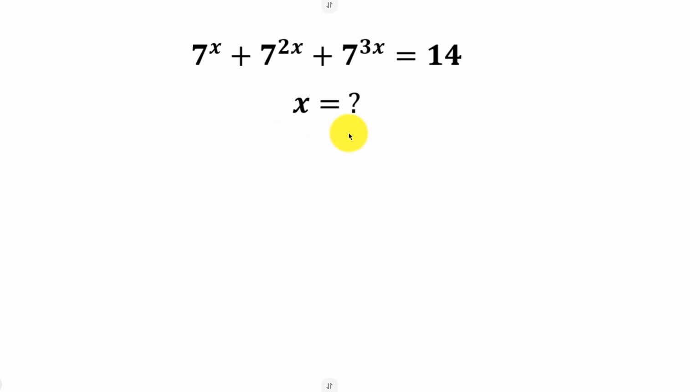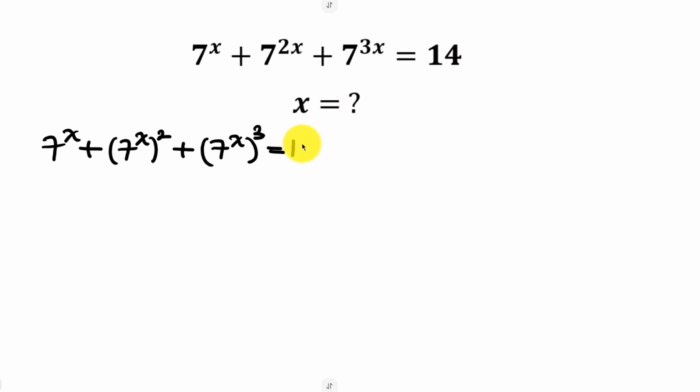Let's find the values of x that satisfies this equation. Well, we're going to be writing 7 to the x plus, now 7 to the 2x is the same as 7 to the x all raised to the power of 2. Plus, we're going to be doing the same thing to what we have here. So that will be 7 to the x all raised to the power of 3. And this is equal to 14.